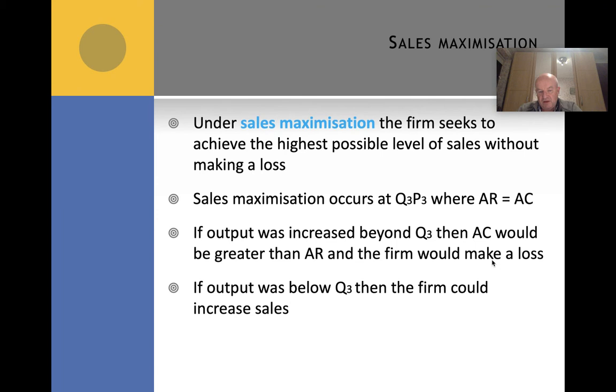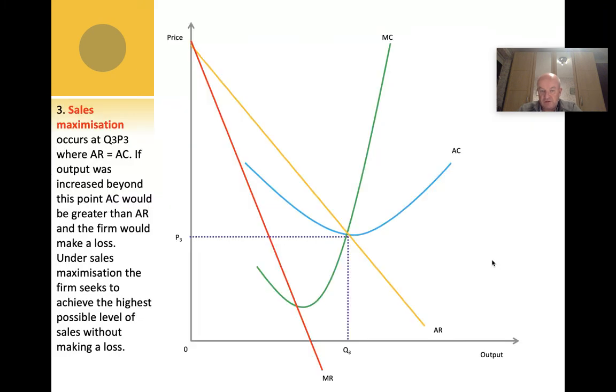If we get to a situation where output is below Q3, then the firm could increase sales, and let's take a look at how that looks in this instance. So we've got in this case Q3, P3.